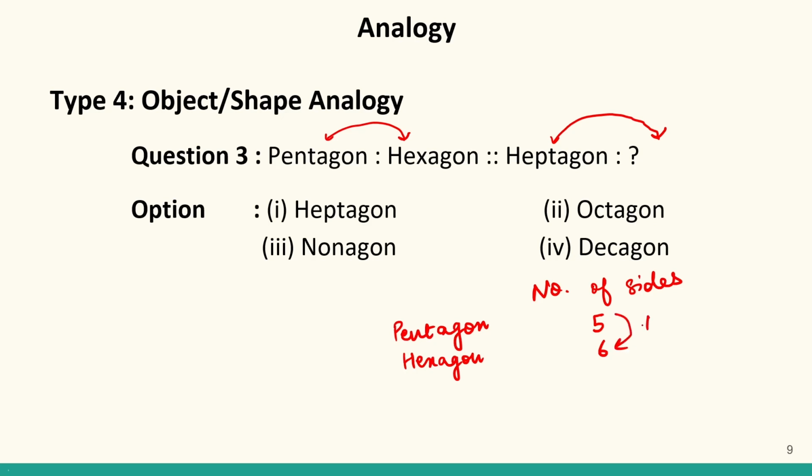So here I can see that we are moving one position forward. That is, if pentagon has 5 sides, we are moving over to an image which has plus 1 side, that is 6 sides. Similarly, we know that heptagon has how many sides? Heptagon has 7 sides. So we have to move forward to a figure which will have plus 1, that is 8 sides, and the figure that has 8 sides is called an octagon. So our answer will be option number 2, octagon.